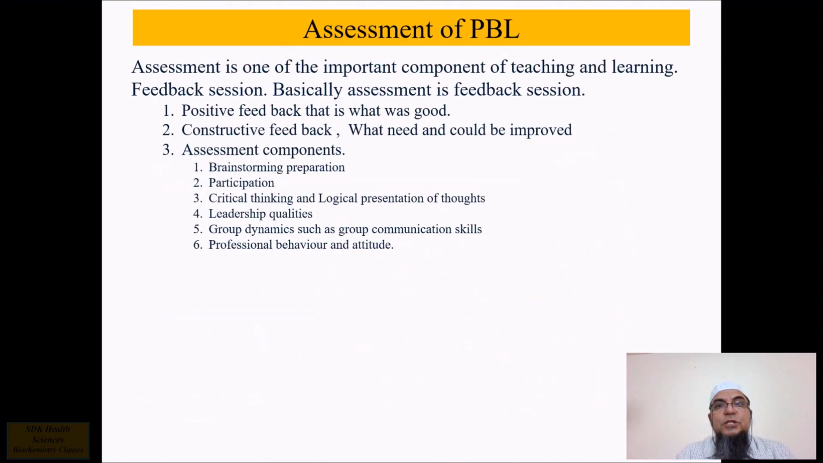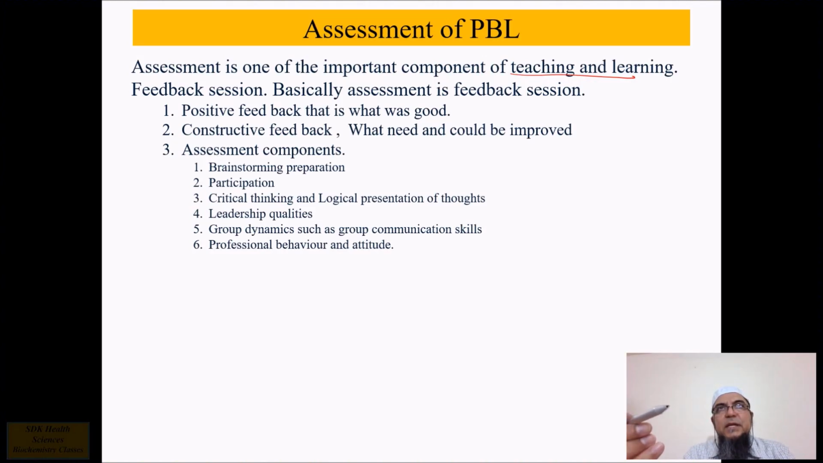Assessment is a very important component of any educational activity. Assessment drives the learning. So there will be assessment as well. It is one of the important components of teaching and learning. So basically in the PBL scenario, the assessment is basically a feedback session. So there will be a feedback, and the feedback will be given by the facilitator. Usually the facilitator gives positive, constructive feedback about what is required to improve the situation.